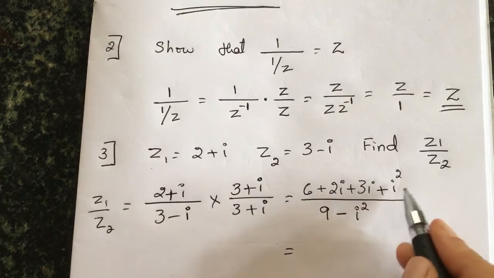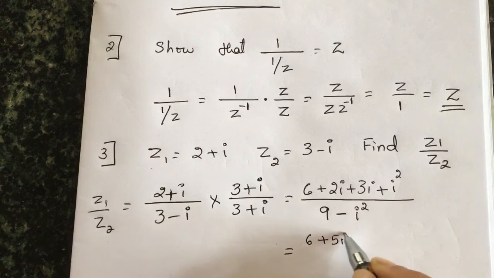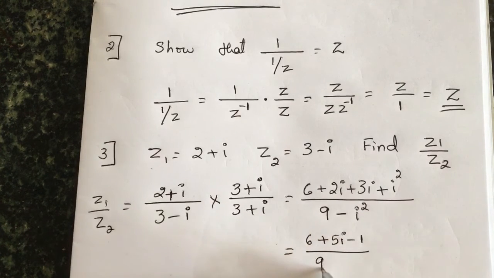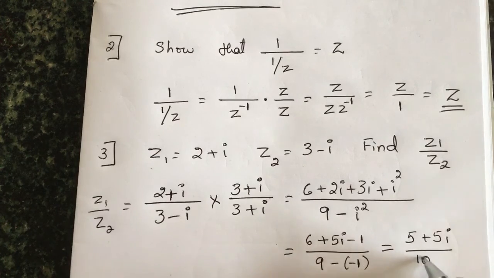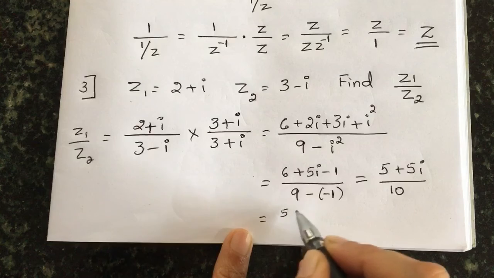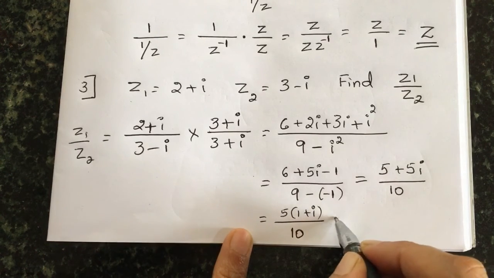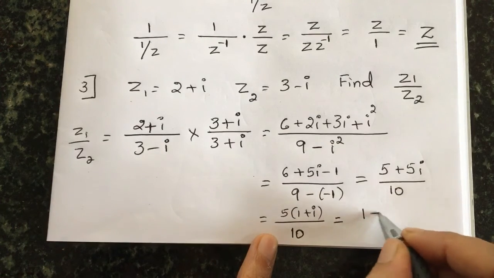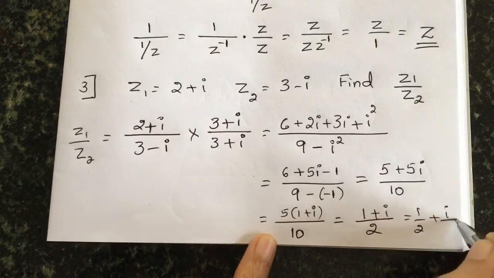So 6, i square is minus 1. So 6 plus 5i minus 1 divided by 9 minus 1, which is the same as writing 5 plus 5i divided by 10. Right? I can take 5 outside, so that 1 plus i by 10, which is the same as writing (1 plus i) by 2, or you can even write 1 by 2 plus i by 2.